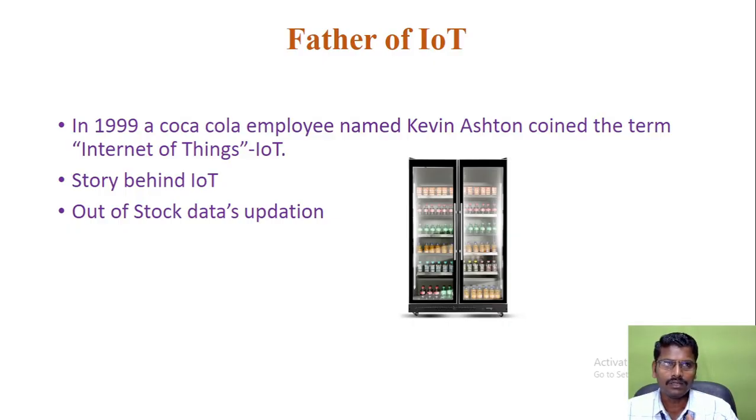Before Internet of Things, in the initial stage, they used to connect a cable from this fridge to the PC, right? So the data communication between fridge and PC was established, and the out of stock messages were sent from the fridge to that personal computer, and the in charge would refill the particular beverage in that fridge, right? This was the process done earlier. But as technology grew, Internet of Things began its revolution in all kinds of applications. So this is the story behind the formation of IoT, Internet of Things.